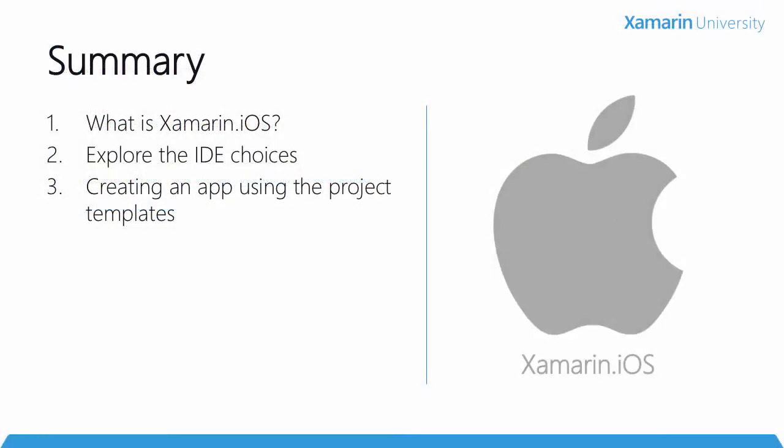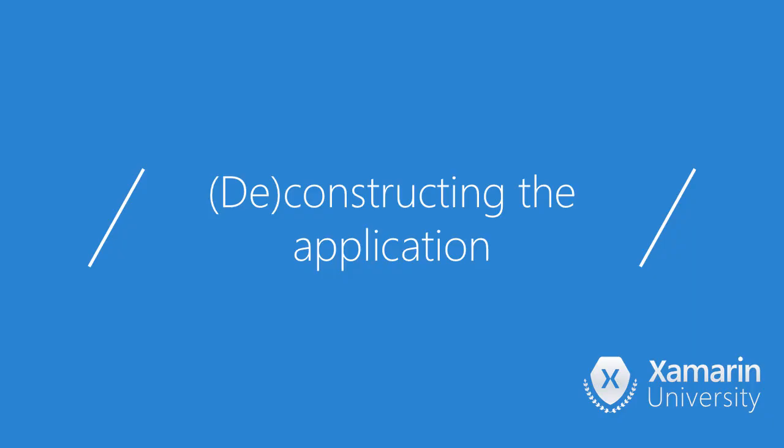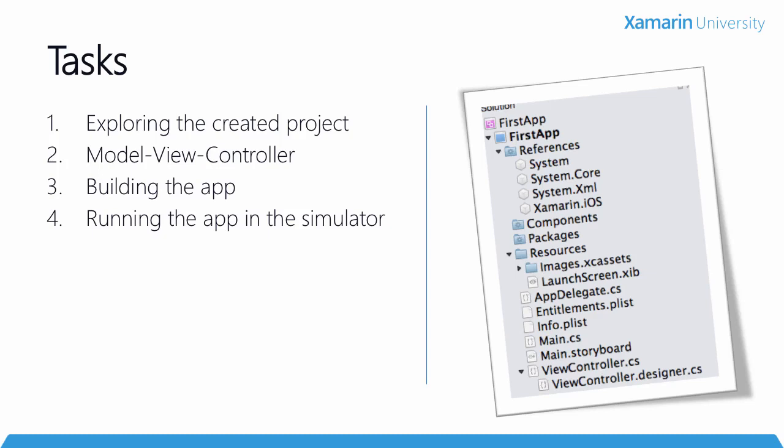So we've seen now what Xamarin.iOS is, and we've explored the different IDE choices, Visual Studio and Xamarin Studio, and what's required to use them. And we've built an app using the single view app template. So let's move next and actually deconstruct that application template to see exactly what components were added into the project and what they do. So we have a couple of goals.